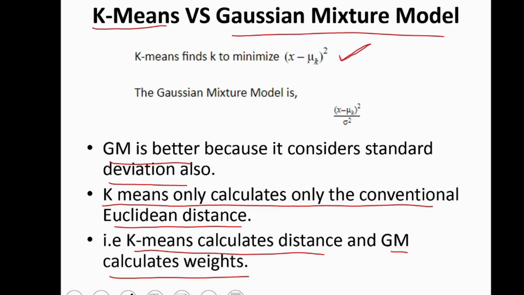Here you can see this is just calculating the distance from the center of that cluster, where mu is the center, x is the point, or where it stands in the 2D plane, and you're just calculating the distance using this formula. Whereas for Gaussian mixture model, you are considering this term in the denominator, which is the standard deviation. So you're considering the weight also. This means it will give a more accurate representation of whether the point will belong to a particular cluster or not. So we can say that the Gaussian mixture model is better than the k-means algorithm.